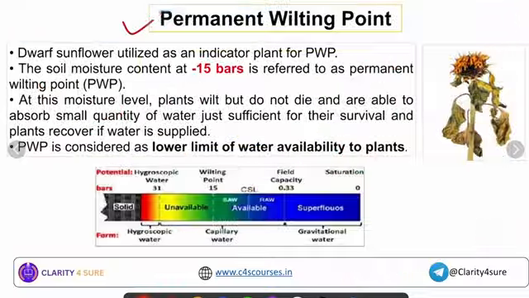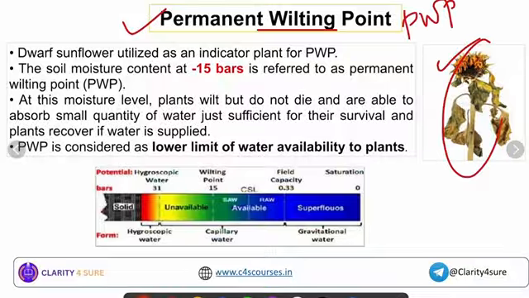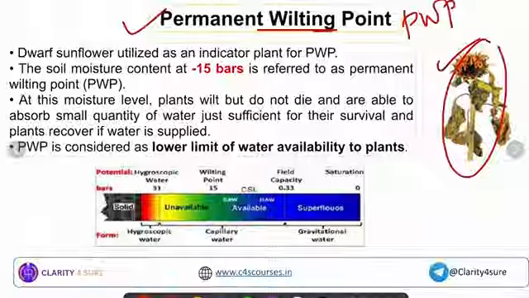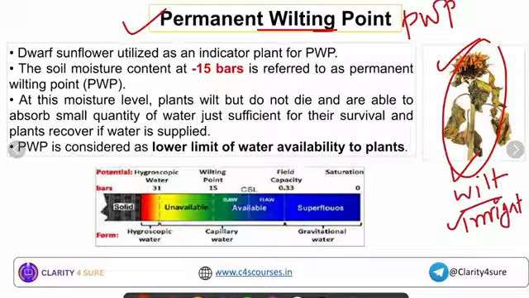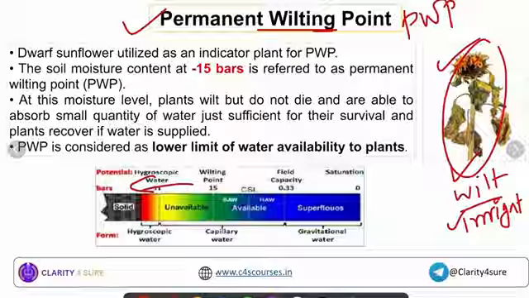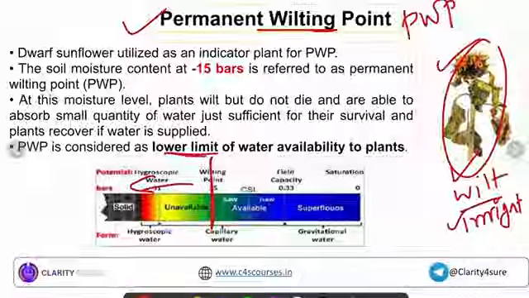And so the second soil moisture constant is the permanent wilting point. In the field, a sunflower crop is used as an indicator for the PWP, that is, permanent wilting point. When the soil moisture reaches this permanent wilting point, it will start to show signs of wilting, and that time you need to apply irrigation. It is high time, because if it reduces further below the wilting point, the plant will not recover even if you apply irrigation. It is the lower limit of water availability below which the water will not be available to your crop.